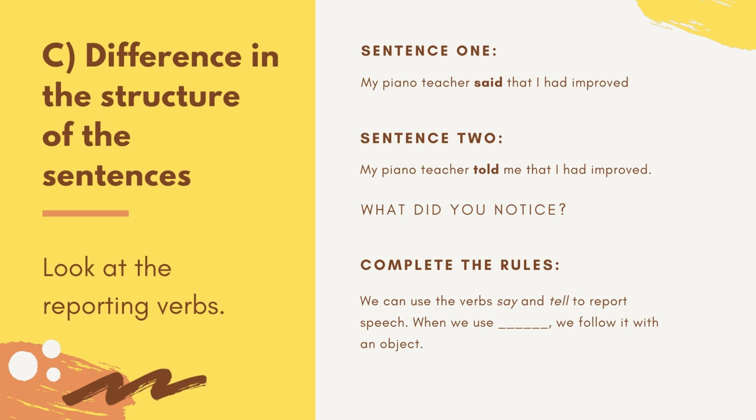However, let's look at the difference between said and told. If you notice, the word told is followed by the word me, whereas the word said has no me after it. So whenever you use told, it should be followed by me or him or her or them. Whereas for the word said, you don't need to do that. You can just continue your sentence with that blah blah blah. That is the difference. So now with that knowledge, let us complete the rules.